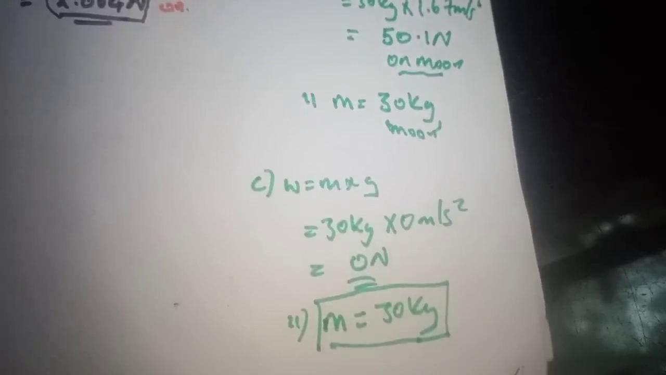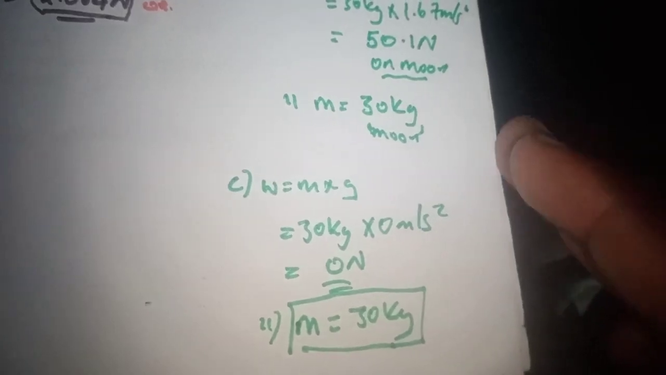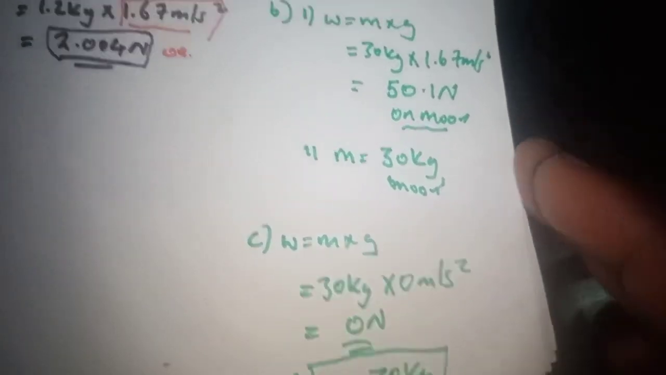Hence the mass is basically the same everywhere, be it on the Earth, on the moon, or in outer space. Actually, there is no gravity in outer space, since that is a vacuum. There is literally no gravity. That's why the weight will be 0 newtons. So multiply 0 times the 30, the mass, you get 0.